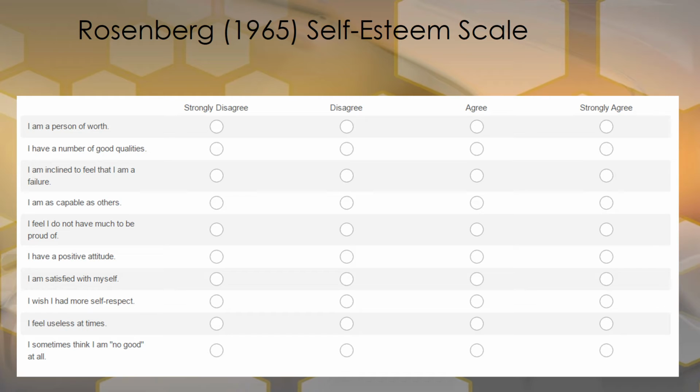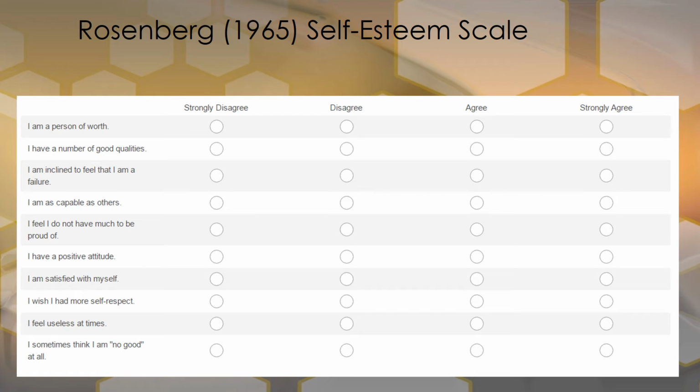And you can see in the first column we have all the items. There's 10 of them. And then the other columns are the strongly disagree, disagree, agree, and strongly agree. So this data is from the National Longitudinal Youth Survey. And for some reason they didn't have the middle category. But that's okay. We're only going to have 4 categories in this example instead of 5.